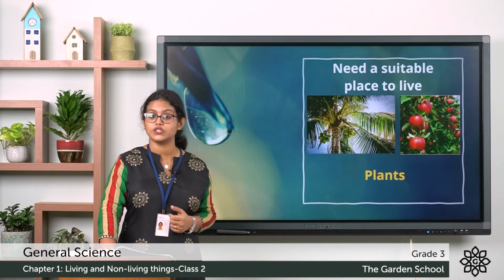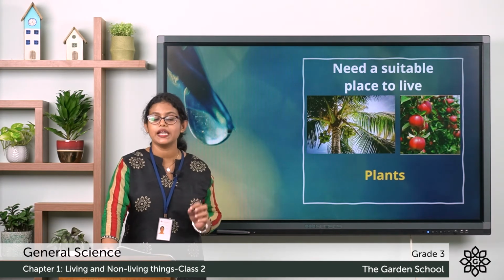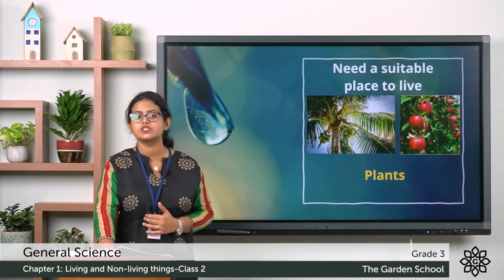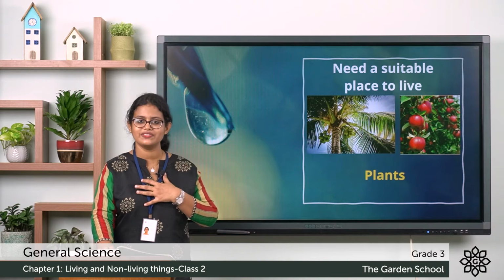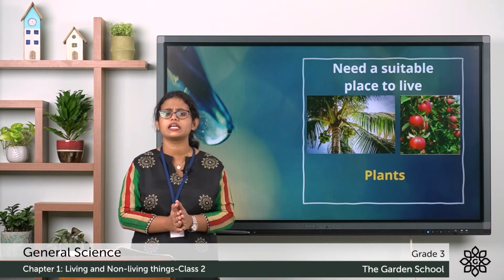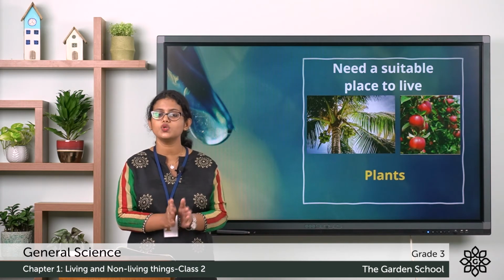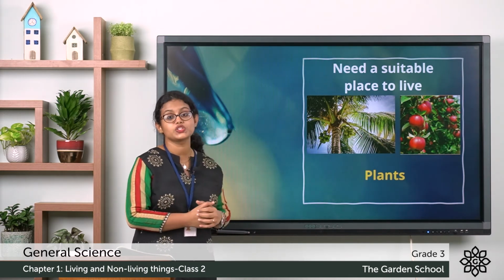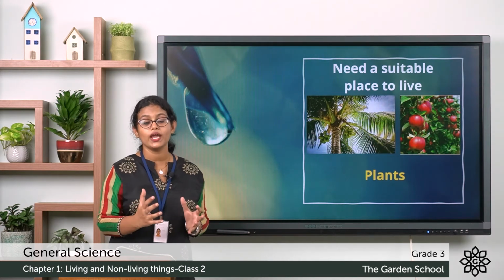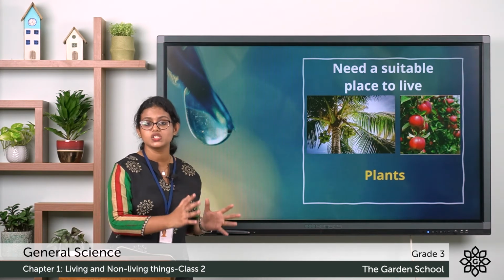What is the next feature? Need a suitable place to live. So all living things need a suitable place to live. So where do we all live? We all live in a house. So like that, all living things need a particular place to live. You can see the picture of a coconut tree. So where does this coconut tree grow? They grow in warm regions, which are near the sea.